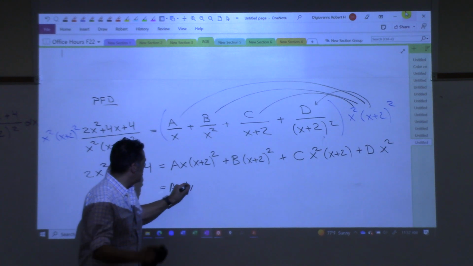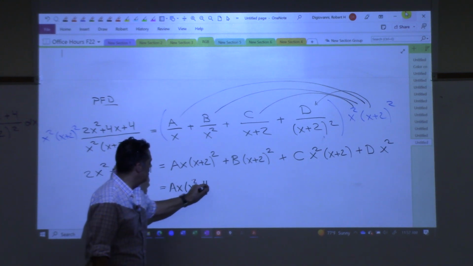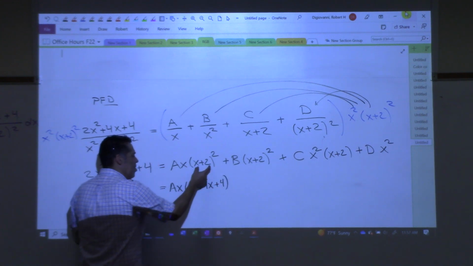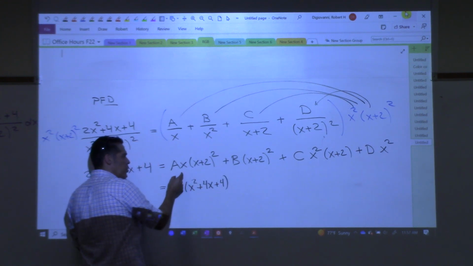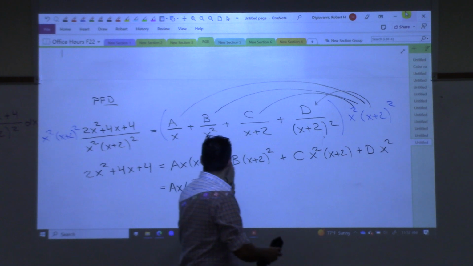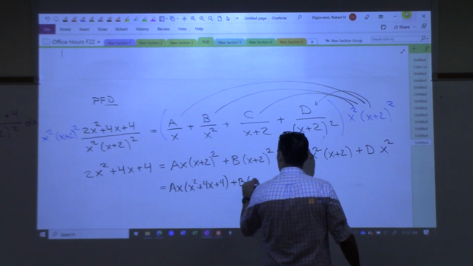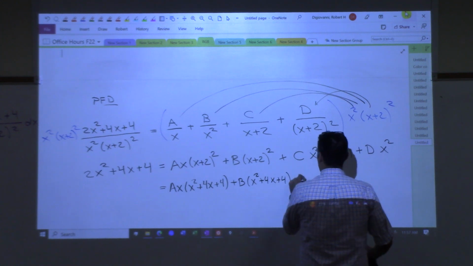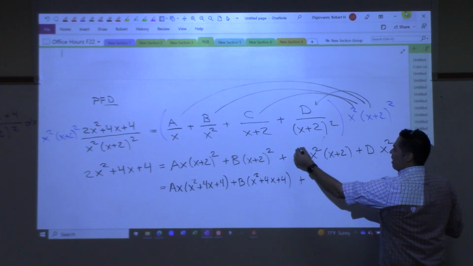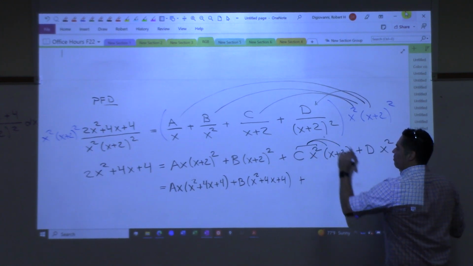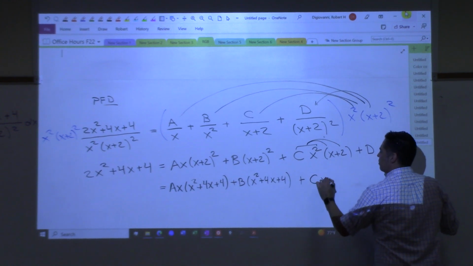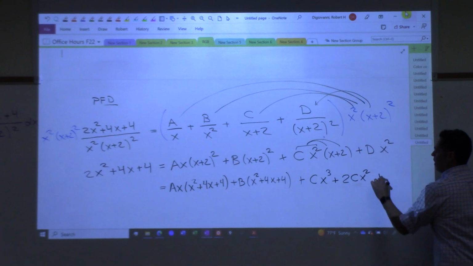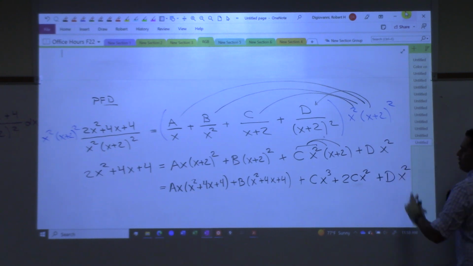And I imagine that you could do that on your own on the side. You get x squared plus 4x plus 4. Right? That's what would happen if I squared that. Not showing work. Over here, same thing: B in front of x squared plus 4x plus 4. And then plus over here, I'm just going to distribute that through. So we get cx cubed plus 2cx squared. And my last term is plus dx squared.